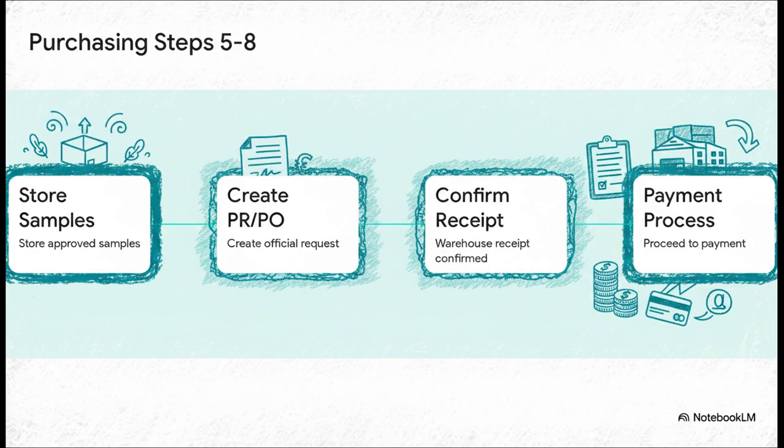Continuing right along with that self-purchasing sequence, here are the final 4 steps. Step 5, you need to store those approved samples so we have them for reference. Step 6, create the official purchase request and purchase order right in the system. Step 7, once the goods actually arrive, confirm the warehouse receipt. And finally, Step 8, proceed to the payment process.